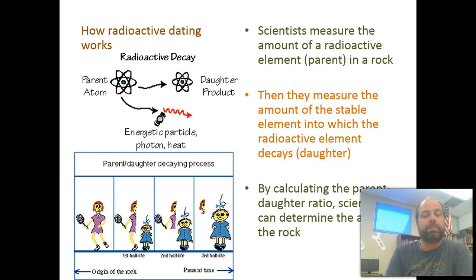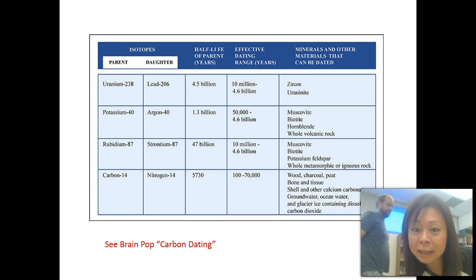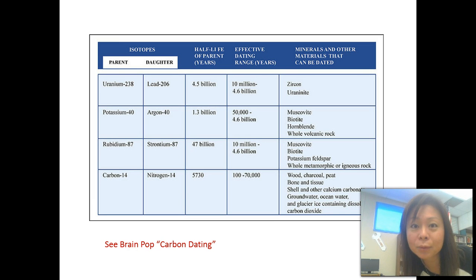So two ways to determine the age of rocks. There's relative dating, and then there's what's called radioactive dating or absolute dating. Remember, relative dating is not going to the movies and pizza with your cousin.